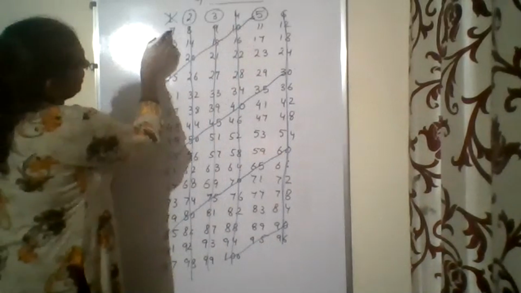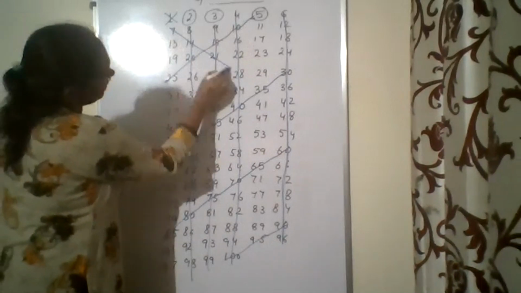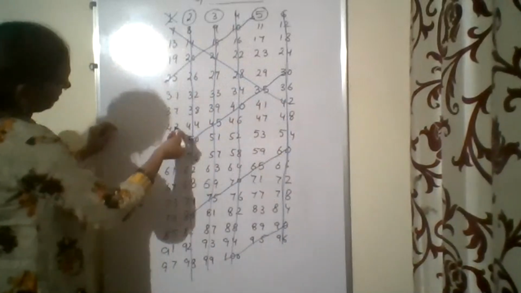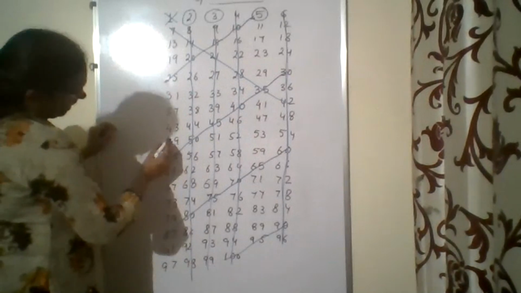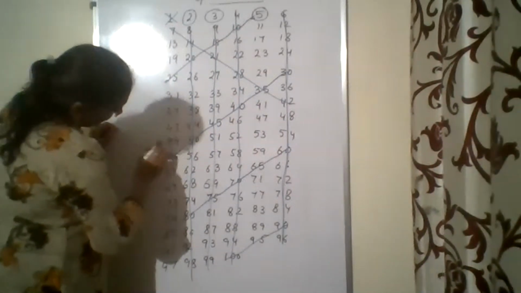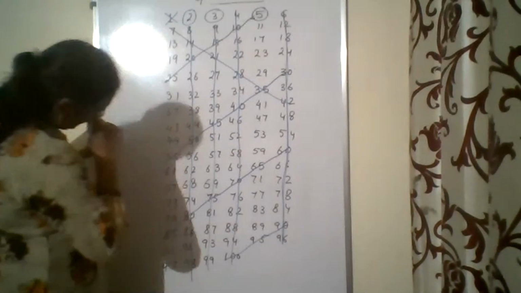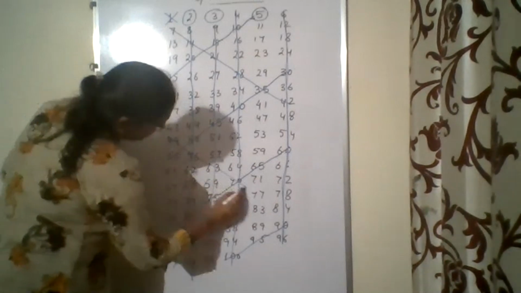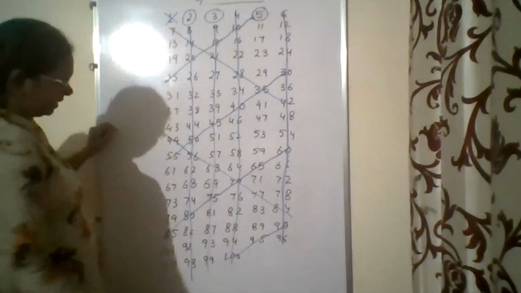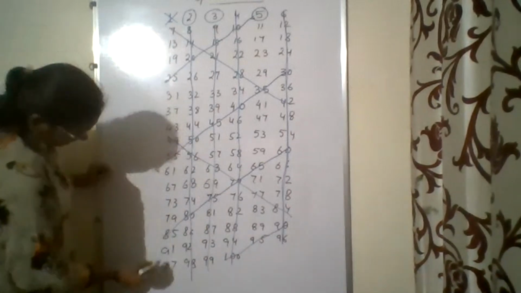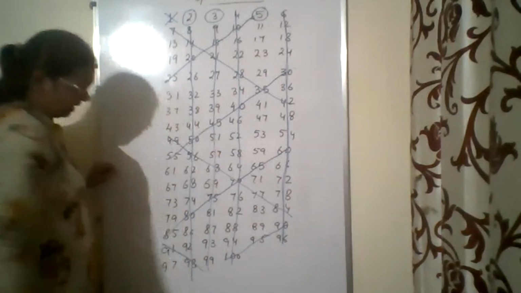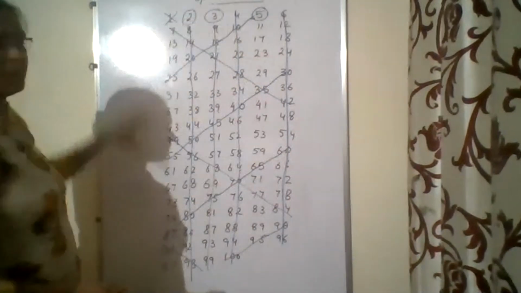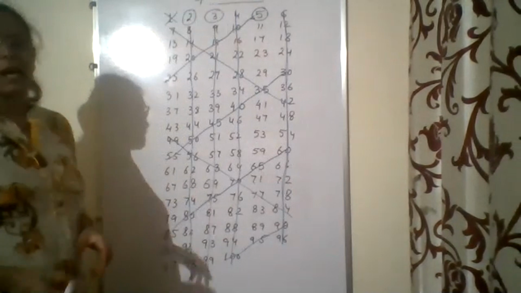Now similarly 7. Now see 7 again diagonally: 7, 14, 21, 28, 35, 42 diagonally. Now next number which is divisible by 7 is 49. Now strike out diagonally all the numbers which are divisible by 7. Right? Now again here 91 and 98. Right? So now whichever numbers are left, these all numbers are prime numbers.